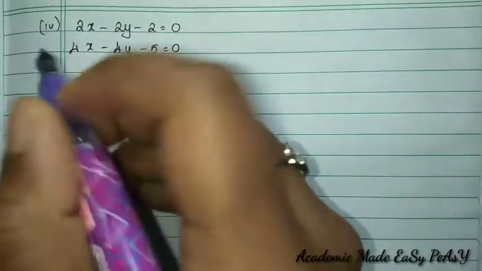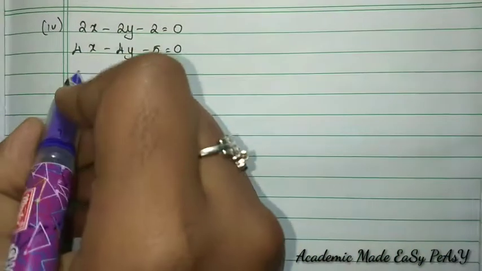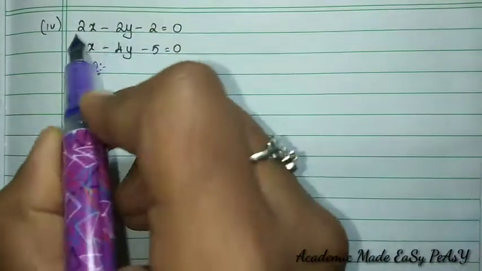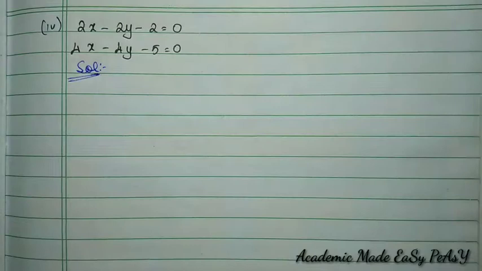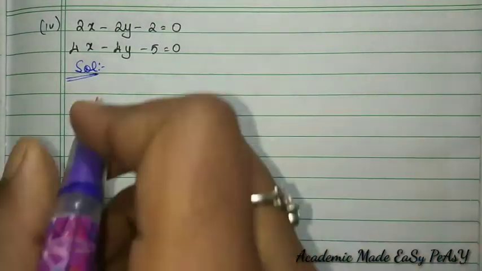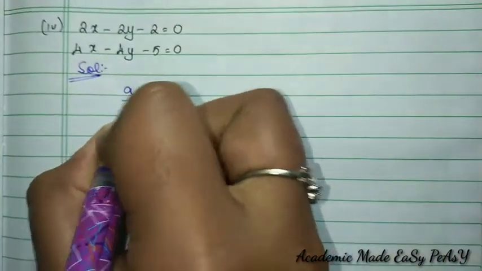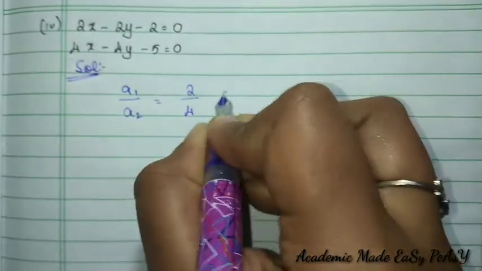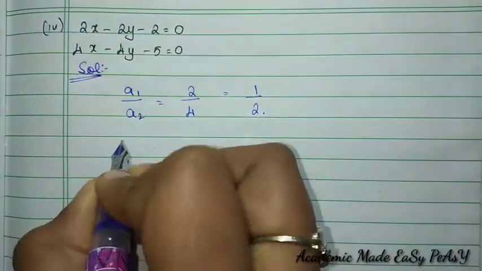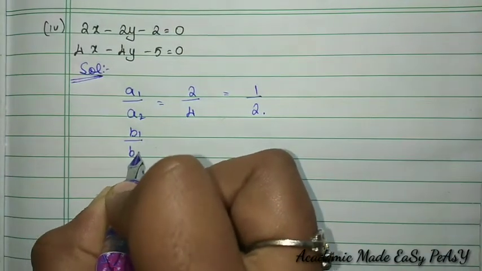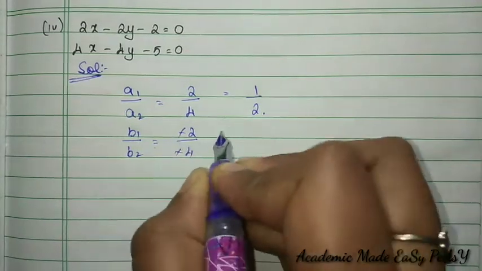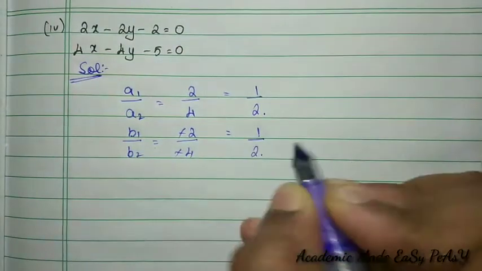That's it. Subdivision 4. Here also 2 equations are given and we have to find whether it is consistent or inconsistent or what. Since it is already in the standard form, I'm not rewriting it. So directly we can start finding the ratio. A1 by A2 is equal to 2 by 4, which is 1 by 2. Next B1 by B2 is equal to minus 2 by minus 4. So here also it is equal, 1 by 2.